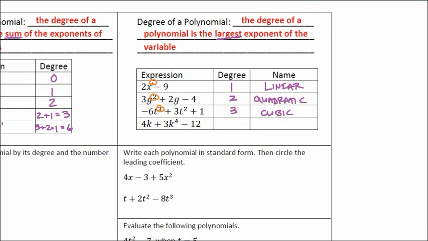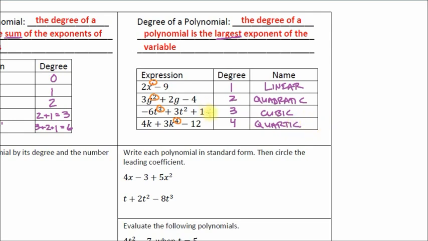And then the last one, let's take a look. We've got 4k plus 3k to the fourth minus 12. It doesn't matter what the order of the terms is. This is the largest exponent in this polynomial. That means this has a degree of 4. And this is a weird name. We actually call this quartic.